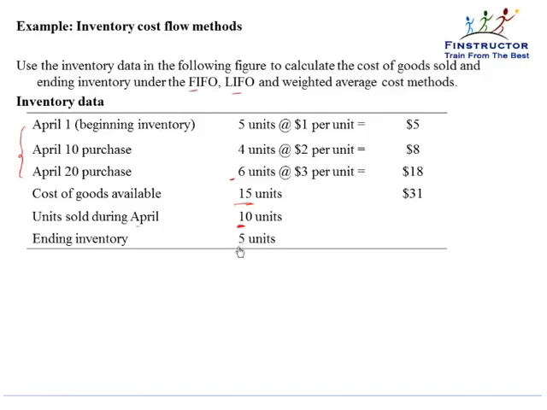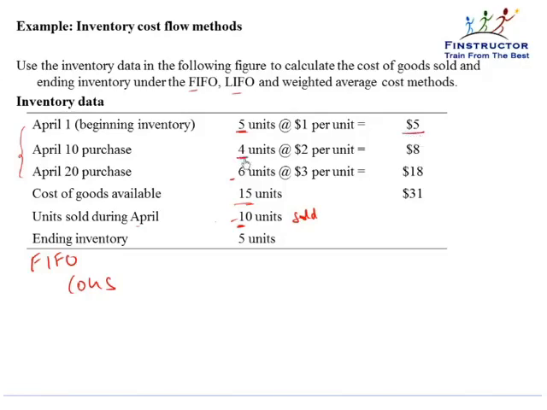Our job is to put a value to the cost of goods sold and the ending inventory using each of these assumptions. So let's first do the first in, first out. In this, we will assume that these 10 units sold were the first 10 units that were purchased. That is, these 5 units bought for $1 a unit, or a total of $5.